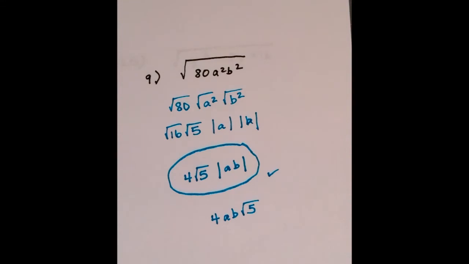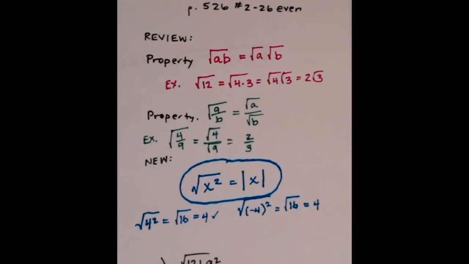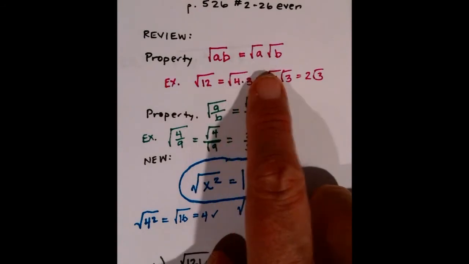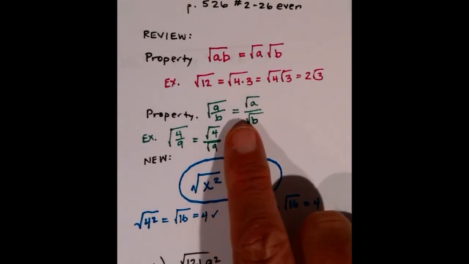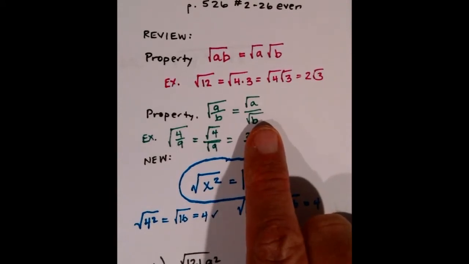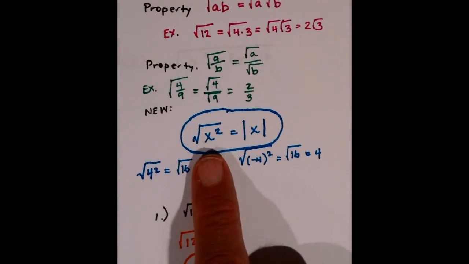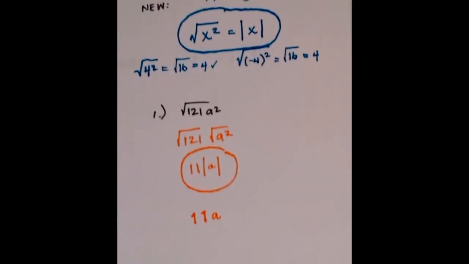Okay, so let's just review before I move on to the next page. So we started out, these are the three properties you're going to need to know this chapter. Root AB equals root A times root B. Root A over B equals root A over root B. And now we have the new one. That blue looks good on this, right? Root x squared is equal to the absolute value of x. So we started off with an easy one.